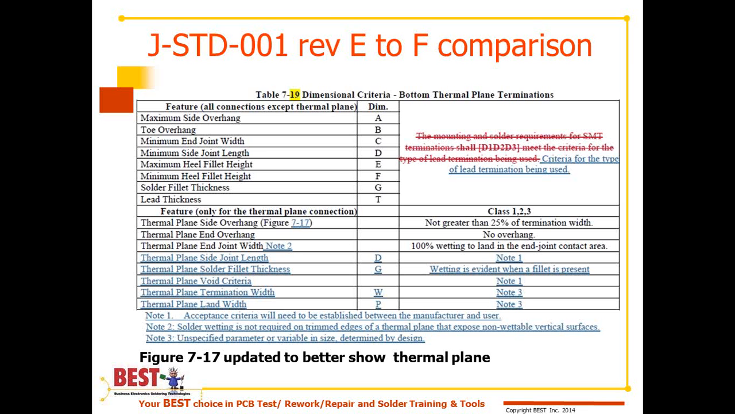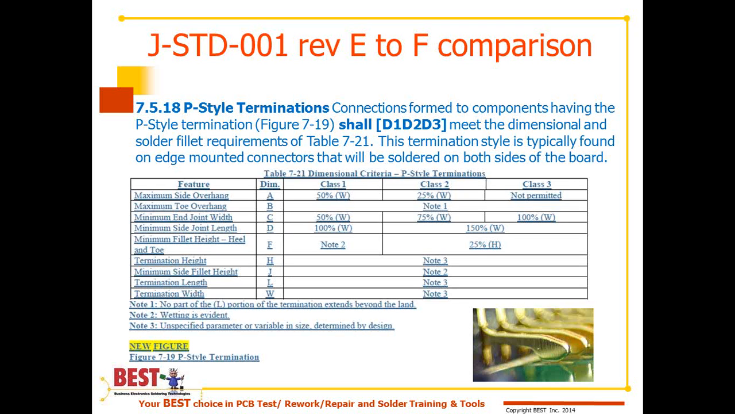You'll see here where it says thermal plane side joint length refers to Note 1. Thermal plane solder fillet thickness, it says wetting is evident when the fillet is present. And thermal plane void criteria is Note 1, needs to be established between the manufacturer and user. And thermal plane termination width is Note 3 now. It's an unspecified parameter. And also the thermal plane land width is an unspecified parameter. But they've added these in there to give us a better feeling of what they're talking about or what we're looking for in the requirements.